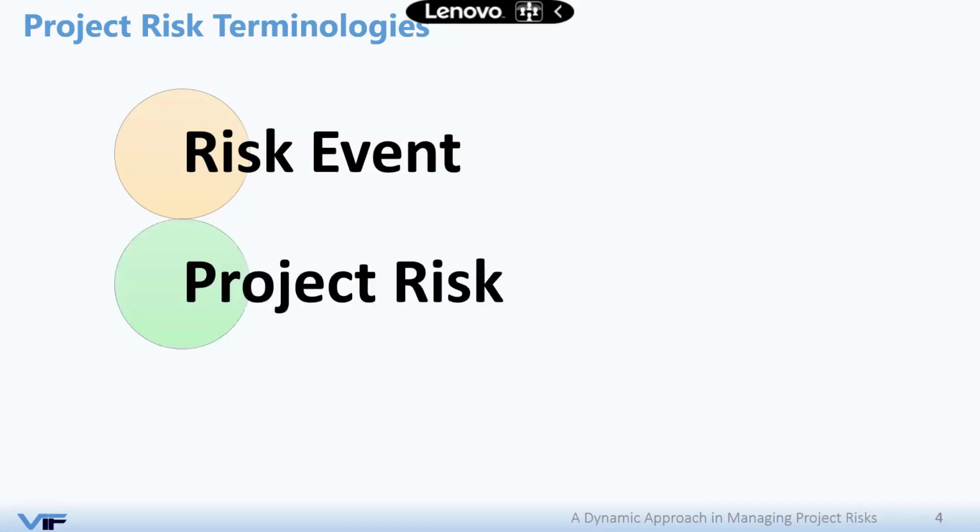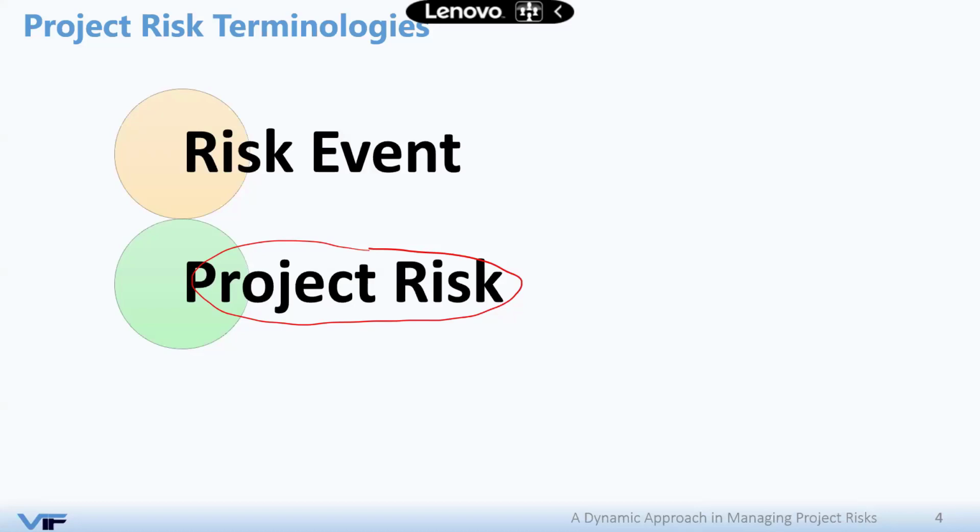Now, when this uncertain event or condition impacts our project positively or negatively, we start referring to it as a project risk. So a project risk is the uncertain event or condition that, if it happens, will definitely impact our project objective. I want to emphasize here that the impact can be positive or negative. Many organizations and project practitioners only look at risk from a negative perspective, but risk can be positive, and we refer to it as opportunities, as we will see later on.